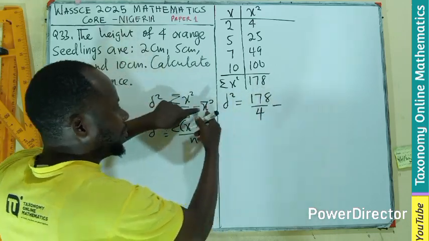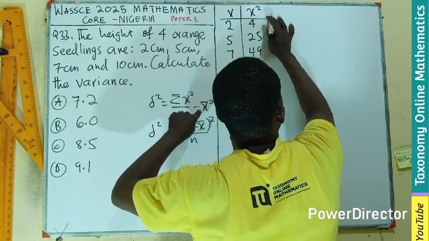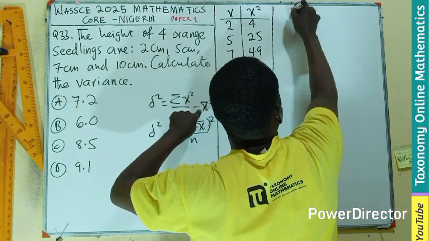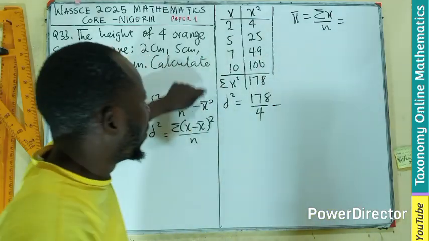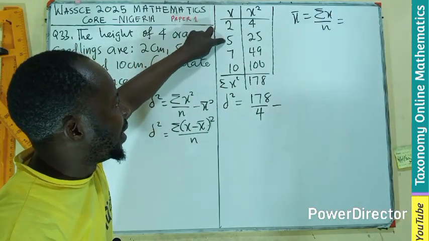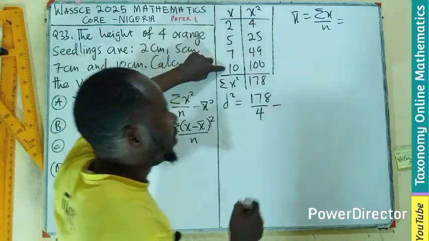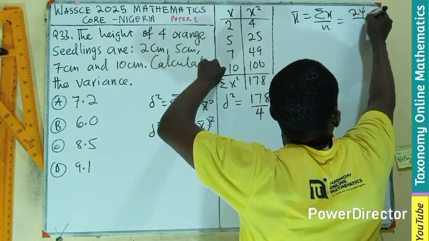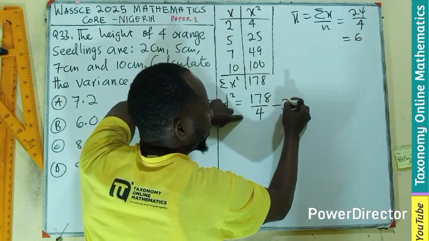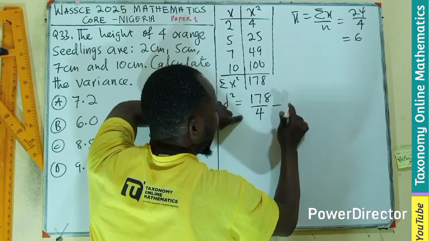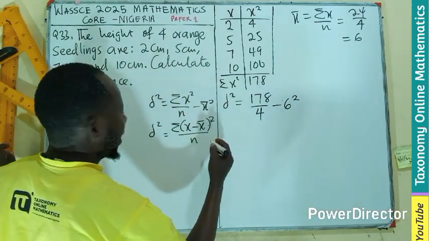Minus the mean. How do we find the mean? The mean is just sigma x over n, the addition of all the values: this plus this plus this plus this. This is going to be 7, 14, 24. So 24 divided by 4 gives us 6. So I have 36, that is 6 squared, as the formula suggests.